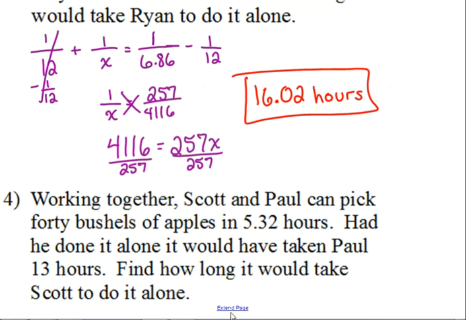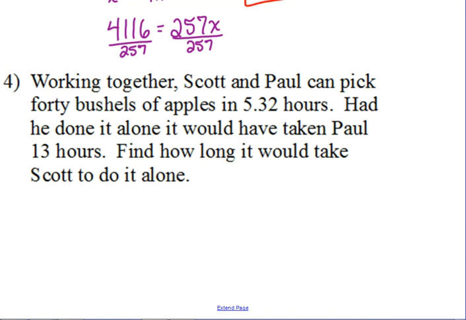Okay, let's do another one like that just to make sure we've got it. Working together, Scott and Paul can pick 40 bushels of apples in 5.32 hours. So that's the together time, 1 over 5.32. Had he done it alone, it would have taken Paul 13 hours, so 1 over 13 plus 1 over Scott's time. I'm going to do it the same way.